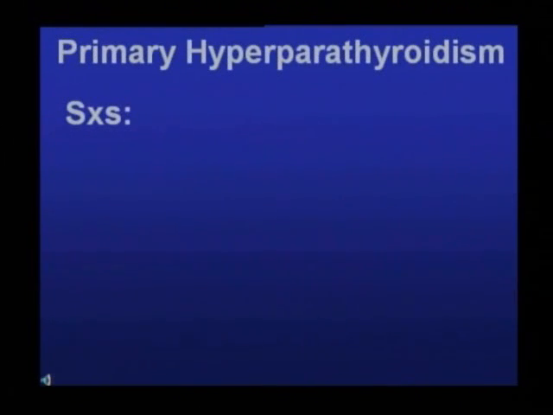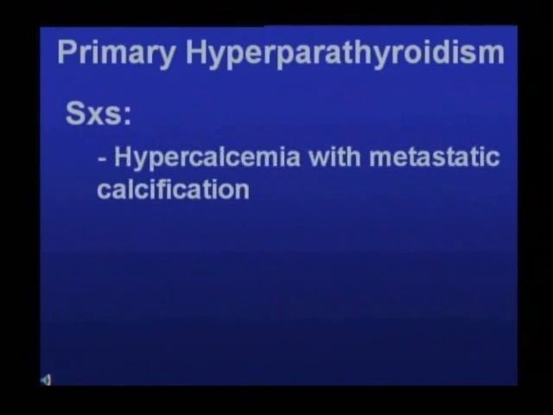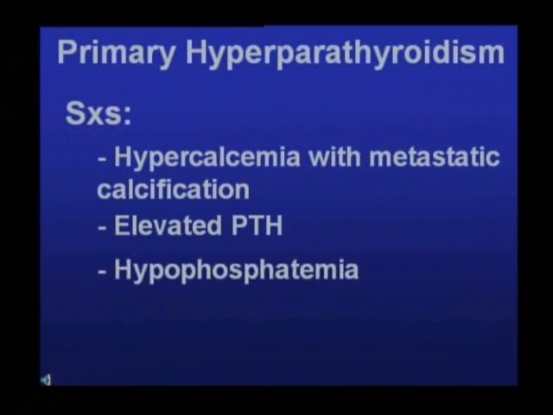bone. The resulting hypercalcemia causes metastatic calcification to occur throughout the body. Organs affected include stomach, lungs, heart, blood vessels, and kidney. Calcification of the renal interstitium and tubules is referred to as nephrocalcinosis and may occur in association with nephrolithiasis, i.e. renal stones. Other symptoms include elevated levels of parathyroid hormone and hypophosphatemia.